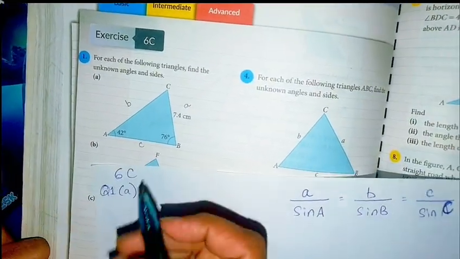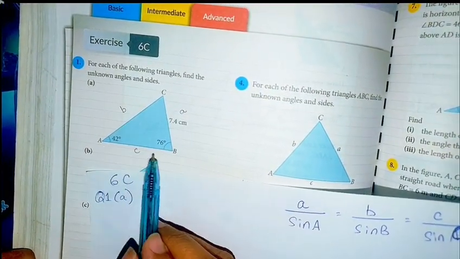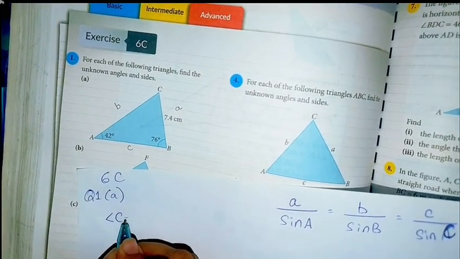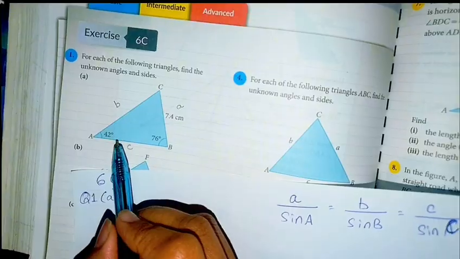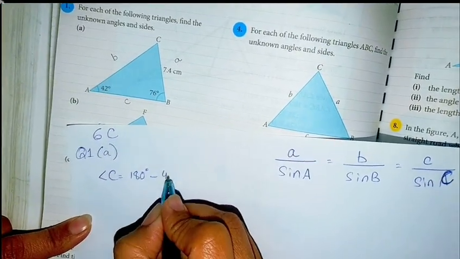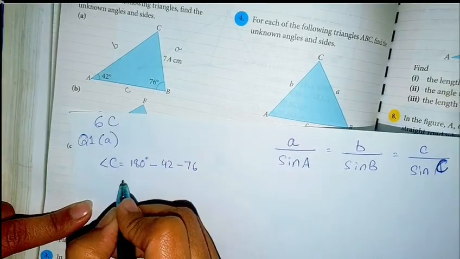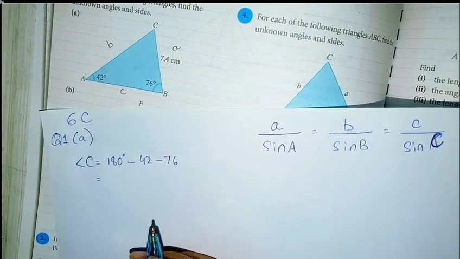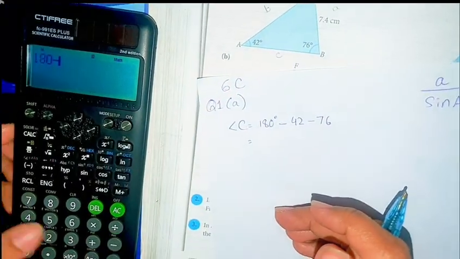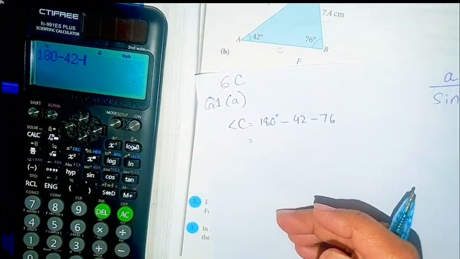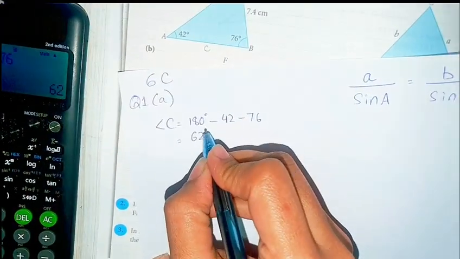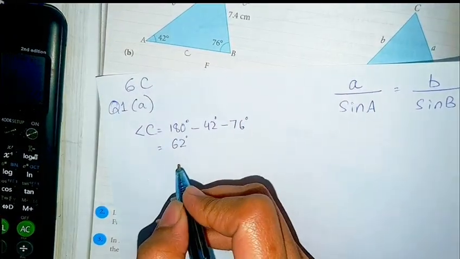First of all, we know angle A, we know angle B, so we have to find angle C. So angle C is equal to, what is the sum of angles in a triangle? This is 180 degrees, so we subtract 180 minus 42, then again minus 76. You can use your calculator to solve. 180 minus 42 minus 76 is equal to 62 degrees. Angle C is equal to 62 degrees.